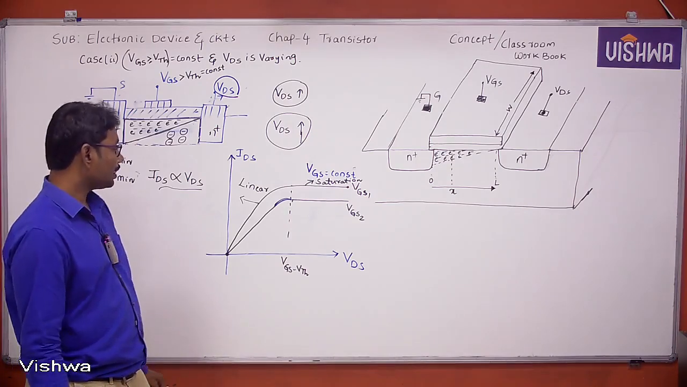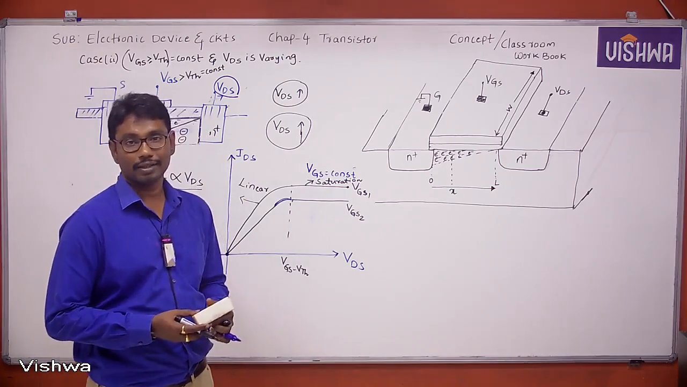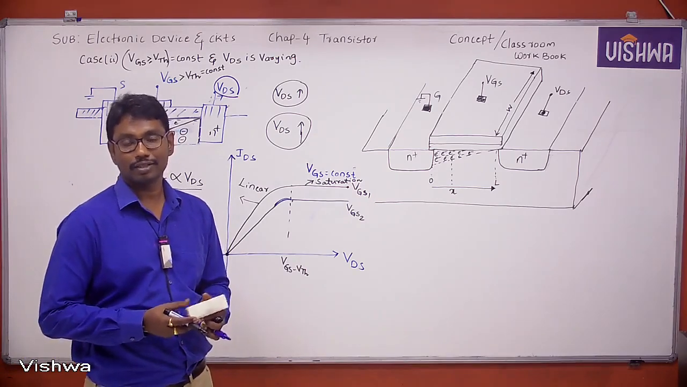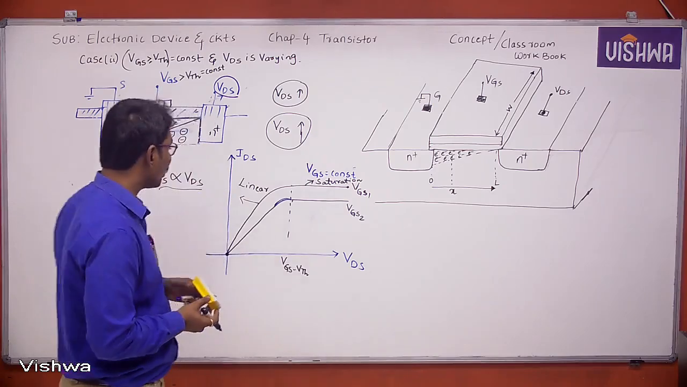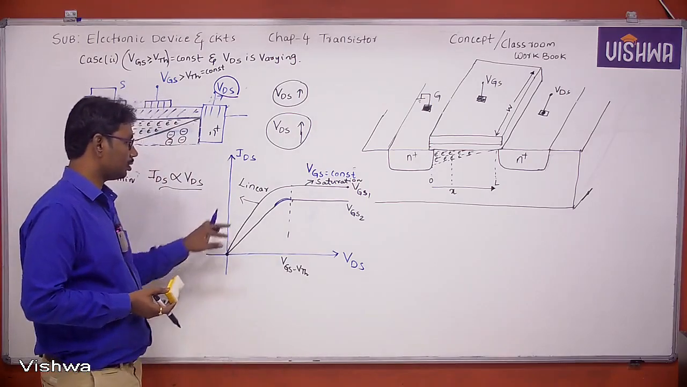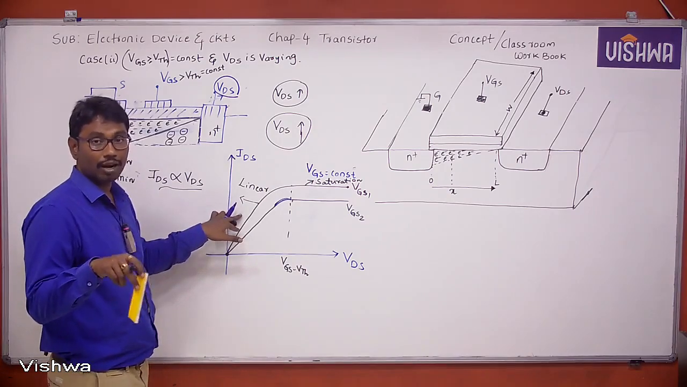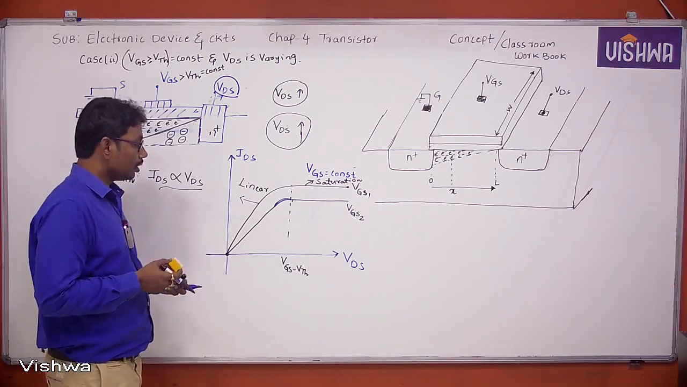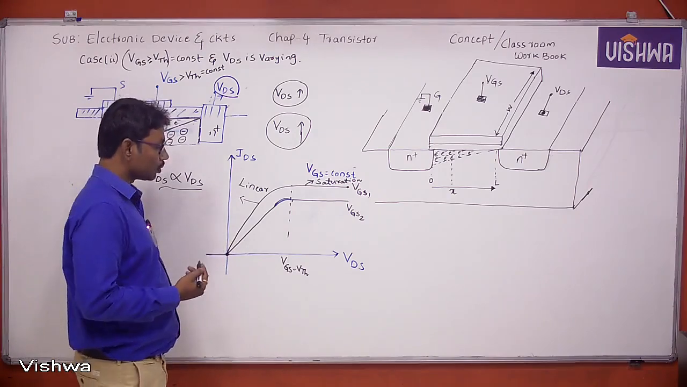In the case of the linear region, my MOSFET acts as a fixed value of resistor because it obeys Ohm's law. That's why it is also called the ohmic region. It is also called the ohmic region, non-saturation region, and also the triode region.